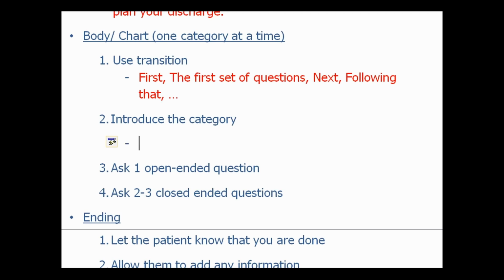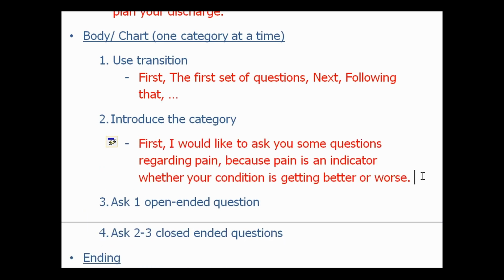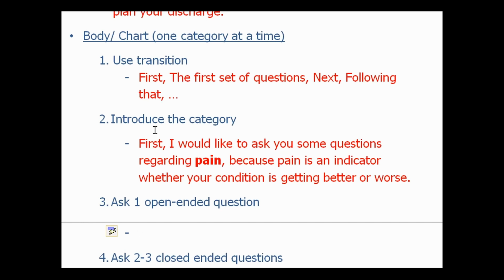So to give you an example, you could say, remember our first category was pain level. So you could say, first, I would like to ask you some questions about pain, because pain is an indicator whether your condition is getting better or worse. So when you introduce a category, you can explain how it is related to the current condition. Why do you need to know that information? How is it going to help you assess the patient? Keep these questions in mind when you explain them.